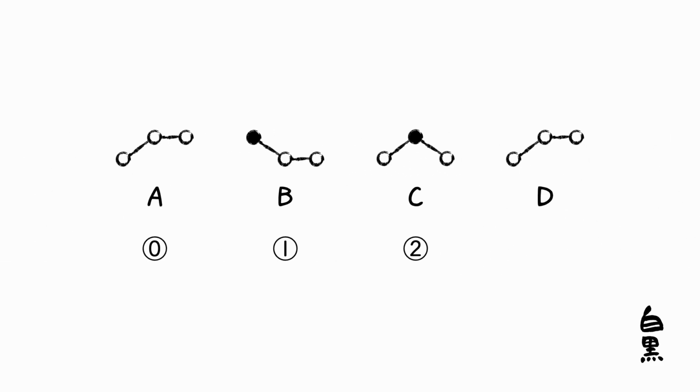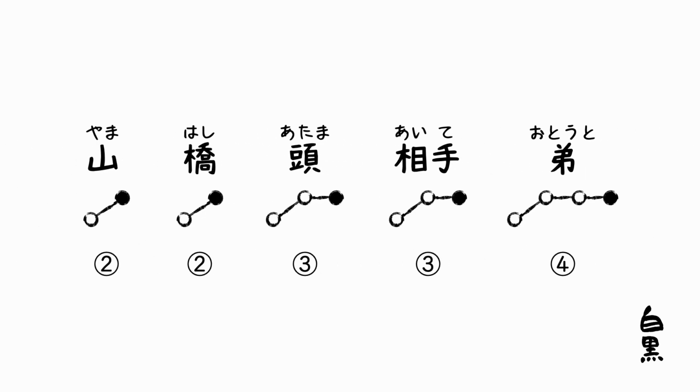And as you might have guessed, if the last high-pitched mora happens to be the last mora of the word, that's pattern D. That's why you see a number equal to the mora count next to pattern D words. In the case of 3 mora words, it's number 3. Some examples of pattern D words are 山, 橋, 頭, 相手, 弟.